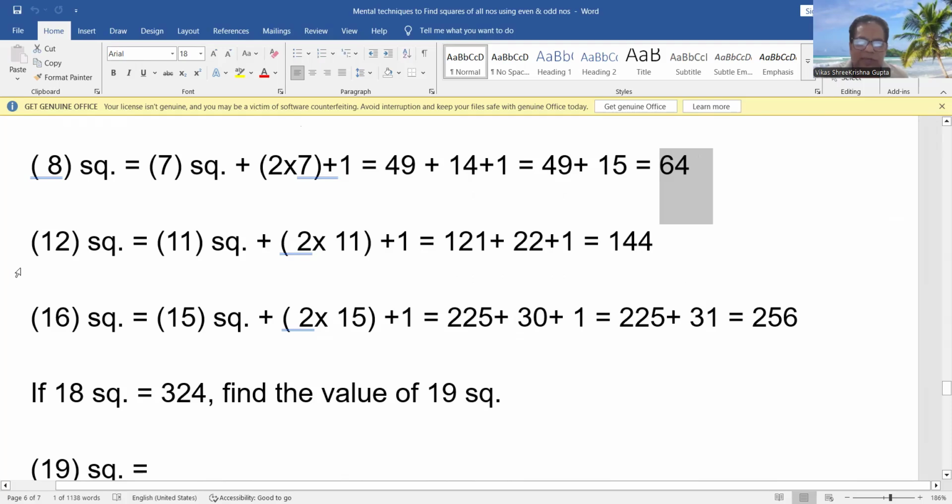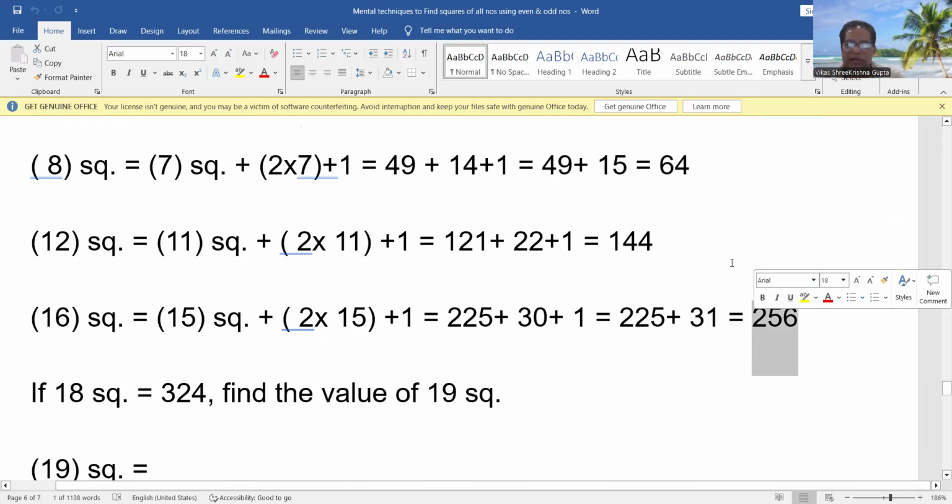In the same way, 12 square means 11 square plus 2 into 11 plus 1. 2 into 11 is 22. 22 plus 1 is 23. So 121 plus 23 is equal to 144. This is the answer for 12 square. In the same way for 16 square, 16 square is equal to 15 square plus 2 into 15 plus 1. And that will give me 225 plus 31, which is 256.